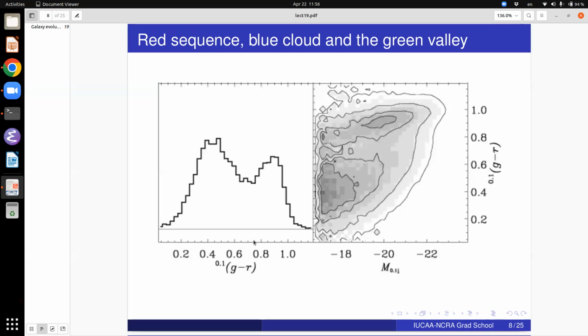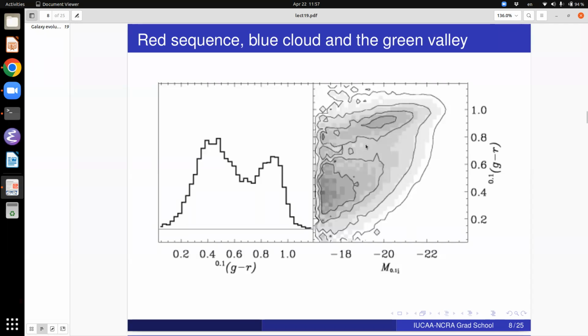So with the advent of the Sloan Digital Sky Survey in the early 2000s, it became apparent that there are two separate populations of galaxies. One is what is known as the red sequence, and the other is known as the blue cloud. And in between, so this is a distribution histogram of G minus R color. This is your blue cloud, and this is your red sequence. This is your green valley.